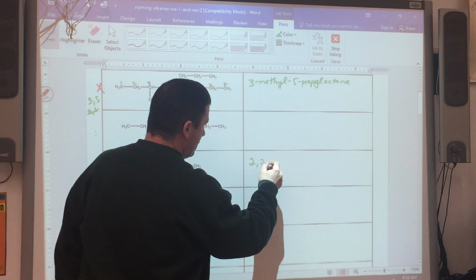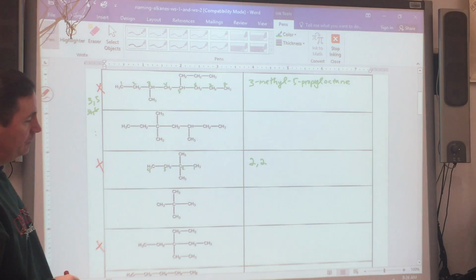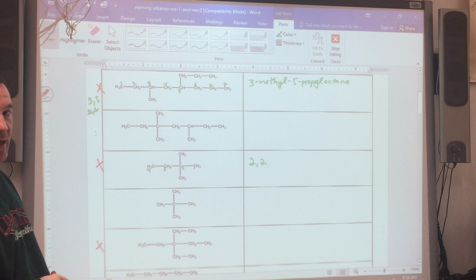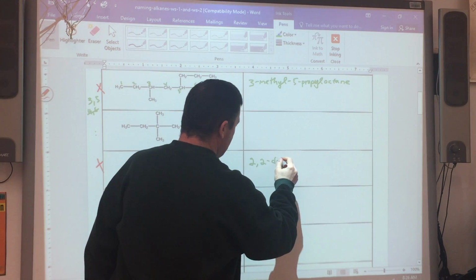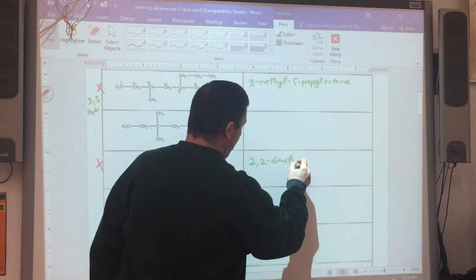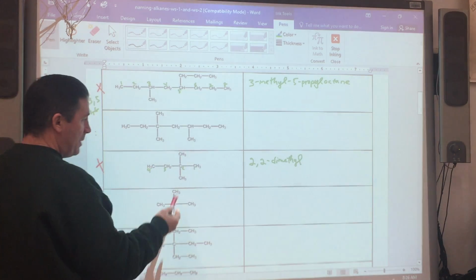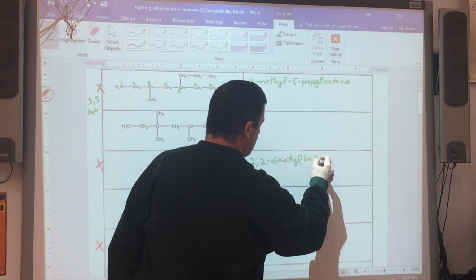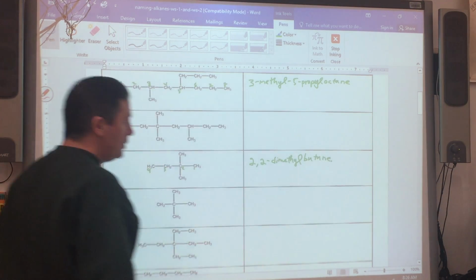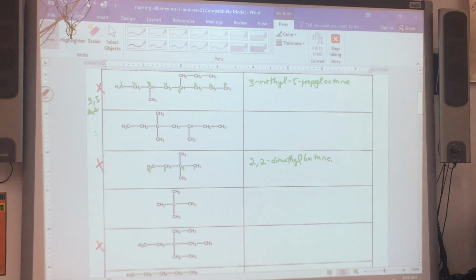And I have to name it each time. 2, 2. What are the groups? Methyl. How many are there? 2. What prefix do I use now? Di. 2, 2, dimethyl. What's my long? 1, 2, 3, 4. Butane. 2,2-dimethylbutane.